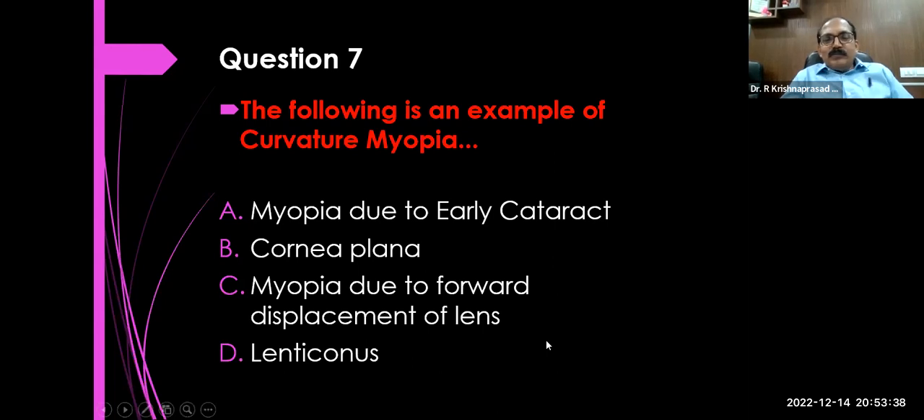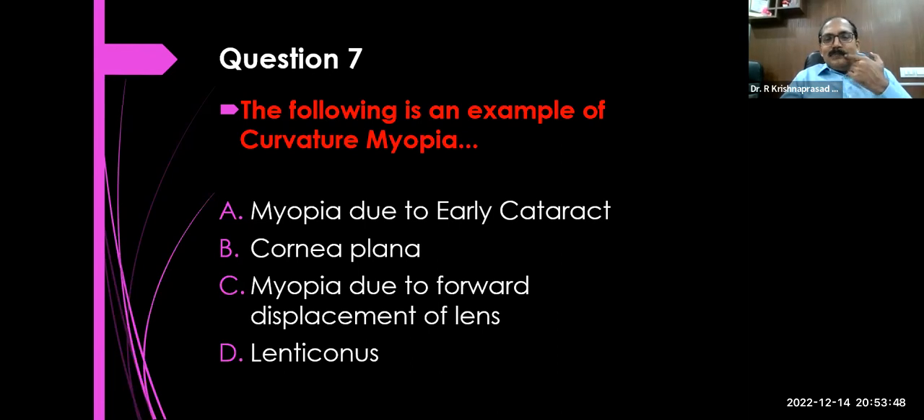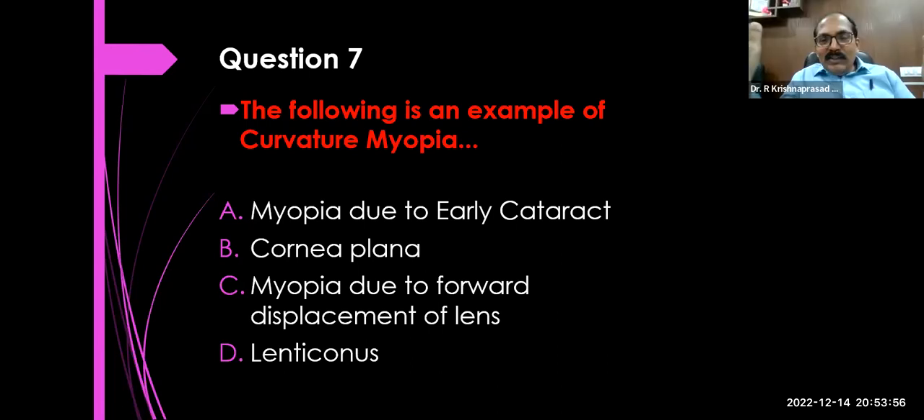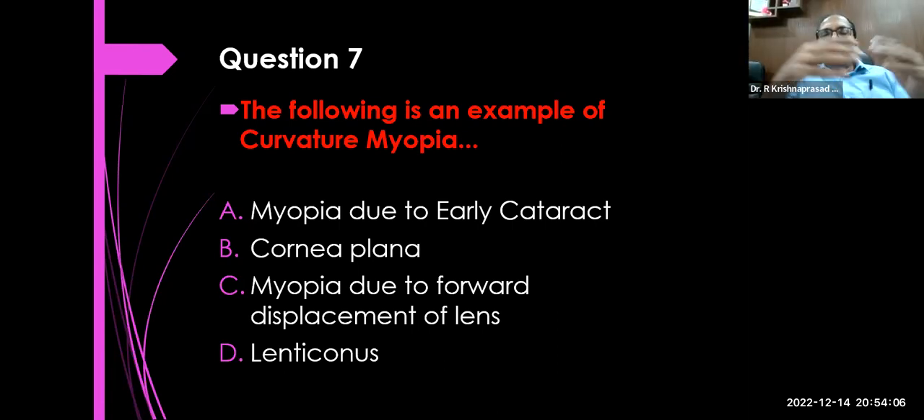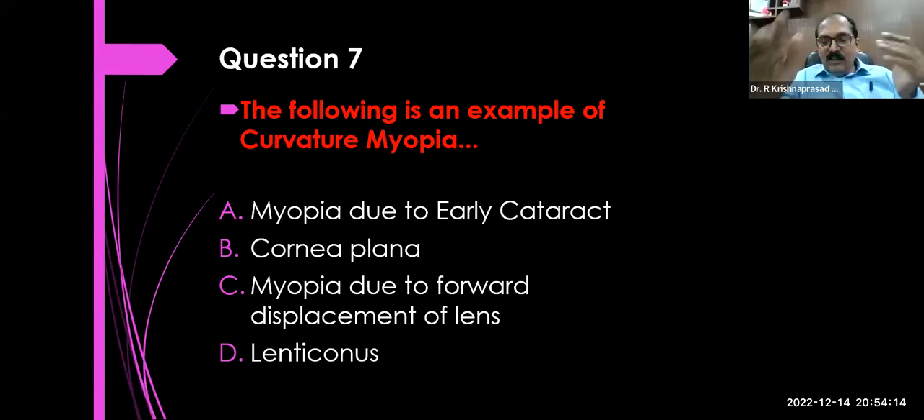So, what is the answer? A, B, C, D. C. Curvature myopia. Correct? Myopia due to early cataract is lenticular myopia, index myopia. Cornea plana will cause hyperopia. Myopia due to forward displacement is called positional myopia. Lenticonus is the one which will cause curvature myopia. Both keratoconus and lenticonus cause curvature myopia. Answer is B.